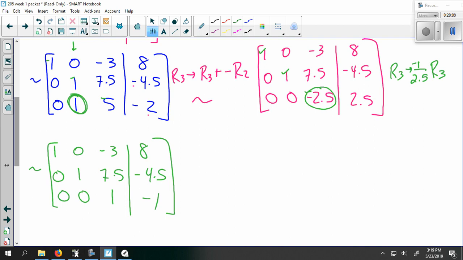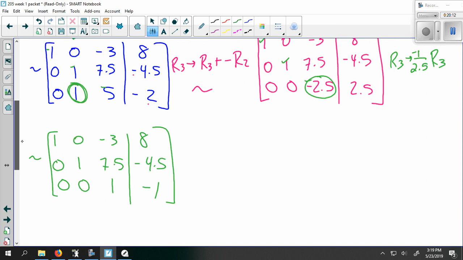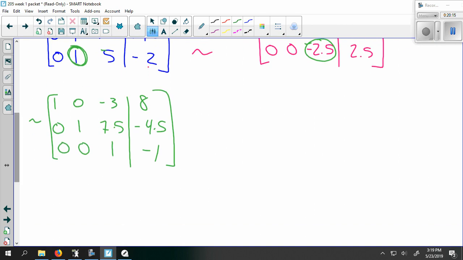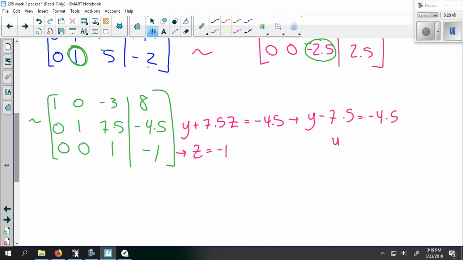At this point, I have solved for z. The last row says that 1z equals negative 1. My second row says that y plus 7.5z equals negative 4.5. And I know what z is, which means that I can back substitute to get y. So this says y minus 7.5 equals negative 4.5. Add 7.5 to both sides, and you get y equals 3.